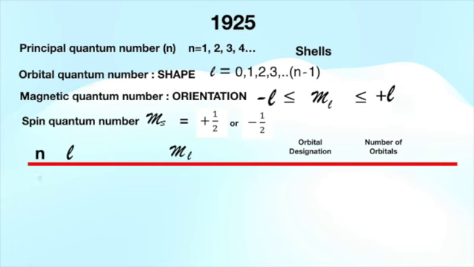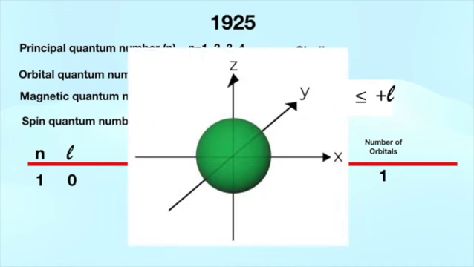When n is equal to 1, L is equal to n-1, or 1-1 equals 0. The orbital quantum number, L, is 0 and the magnetic quantum number, m sub L, is also 0. The electron orbital designation is S, for sharp. The shape and orientation of the s orbital is shown.